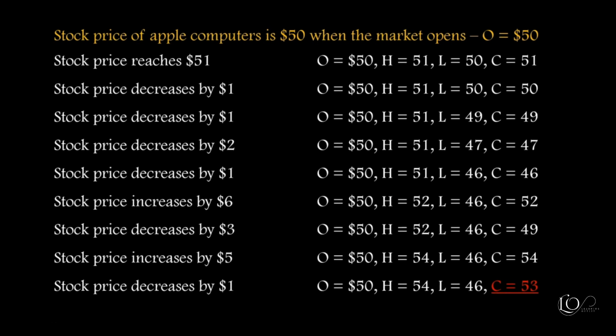Before we go any further, what I want you to note is that these last OHLC values give us the opening price, the high, the low, and the closing price for a specific time period. Assuming that we were looking at the daily time frame, which means that the market opens in the morning at $50 and it closes at $53, these are the values that give us the entire summary of what has been happening during that time period.